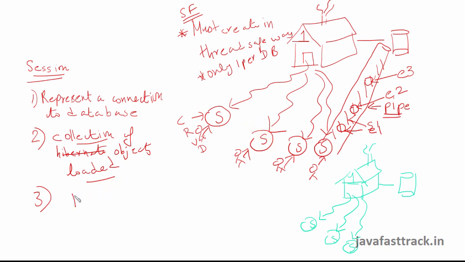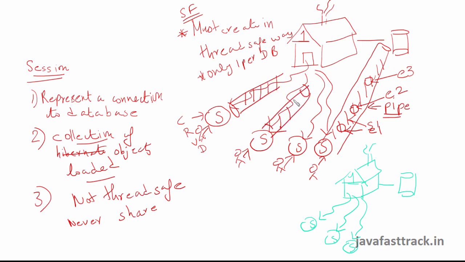Session object is not thread safe, and it need not be thread safe, because session is never shared. You are never going to share a session. Every client will use his own session, which means every client will operate with a separate connection. Session is nothing but a connection, as we know. Every client operates with his own session or connection.